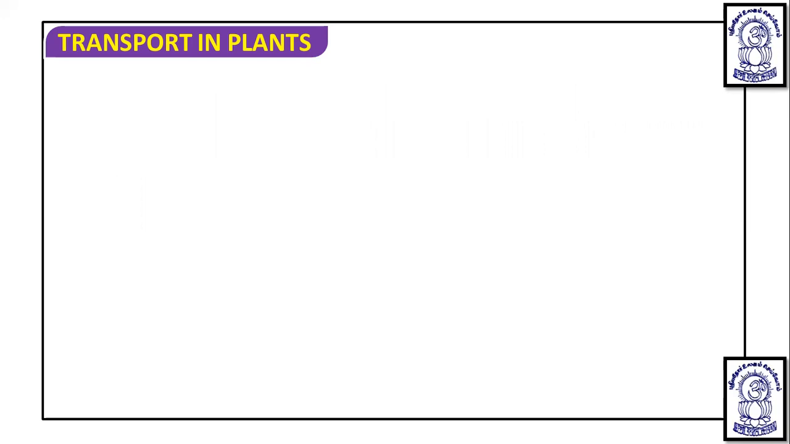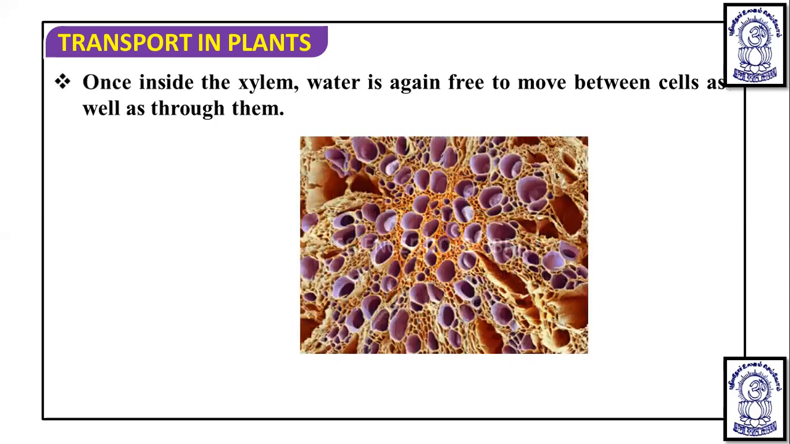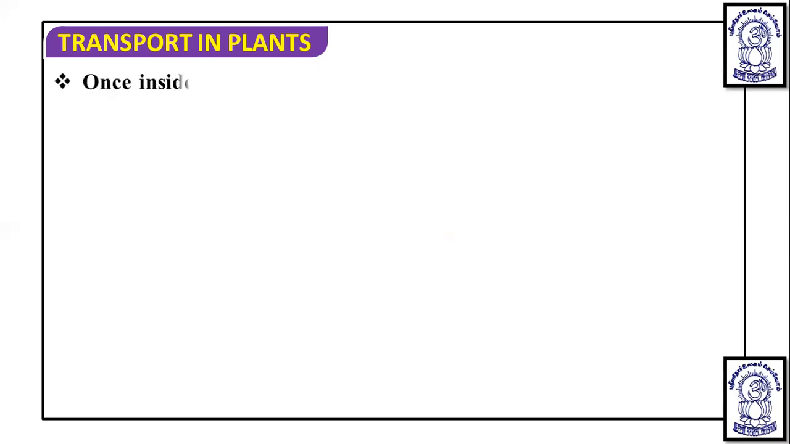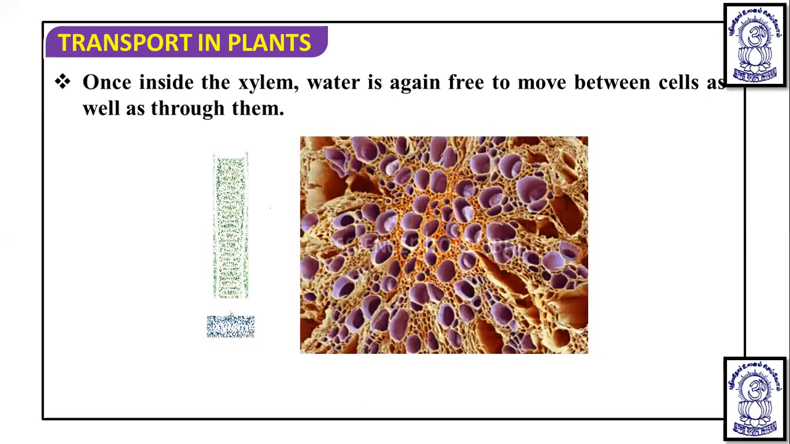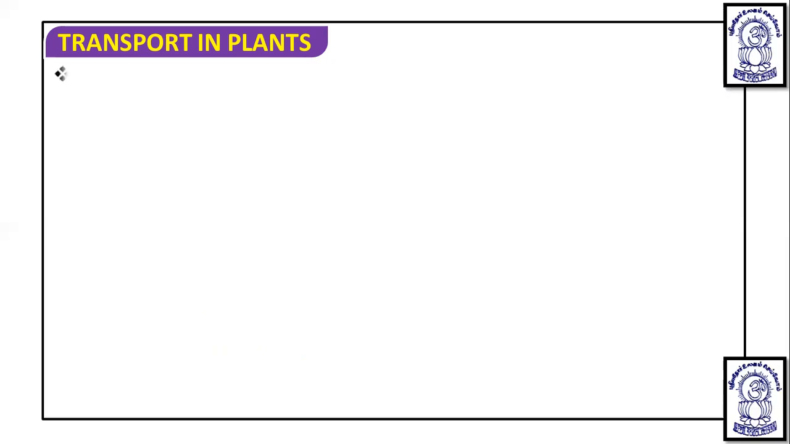Okay. So this is the symplast. Symplast is through the cytoplasm or protoplasm, and apoplast is through the cell wall and intercellular spaces. Now, either through the apoplast or the symplast, once the water is inside the xylem, it is again free to move between the cells as well as through them. So this is the xylem vessels through which the transport can occur.